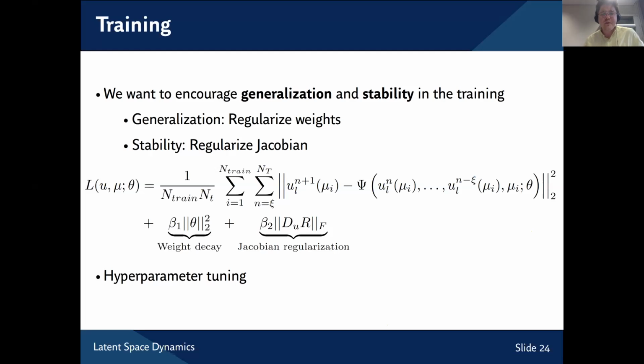So I would like to say a few words about the training. In general, we would like to encourage generalization and stability. And by generalization, I mean that we want the network to be able to perform nicely on data that it has not seen during the training. We do this by regularizing the weights of the neural network.